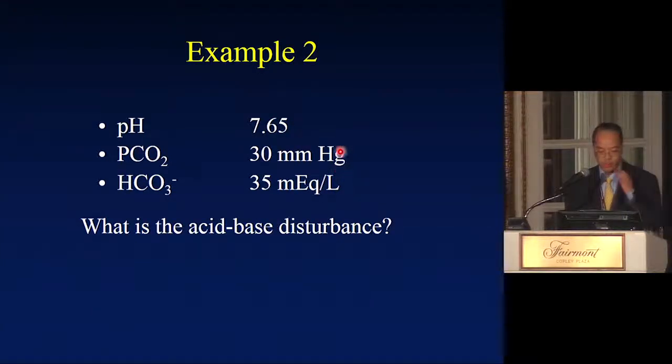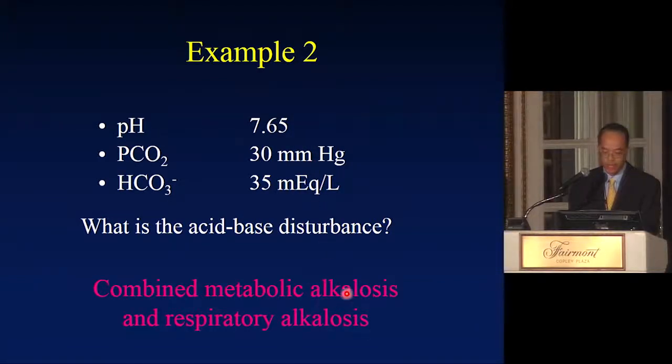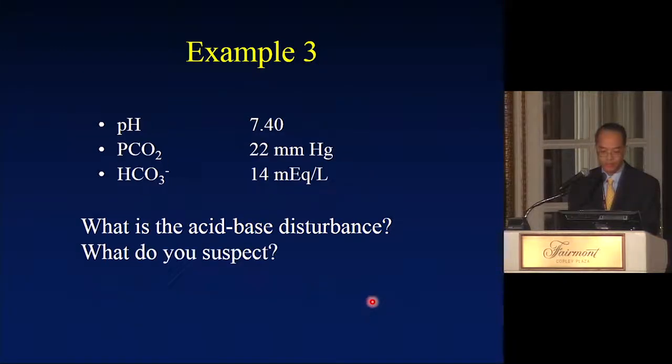Here's another example. This patient has a pH of 7.65, alkalemia. When we look at the PCO2, it is low at 30, so we're suspecting a respiratory alkalosis. But when we look at the bicarb, it's not compensating for respiratory alkalosis. In fact, the bicarbonate is also elevated, as you might see in a metabolic alkalosis. So the only way you could get this combination of features is if the patient had both a metabolic and a respiratory alkalosis. So this is a combined metabolic and respiratory alkalosis.